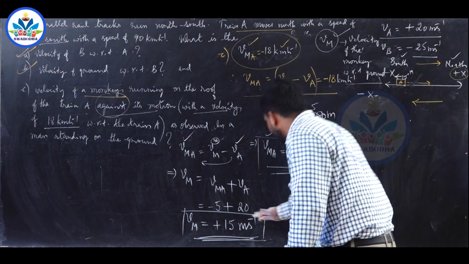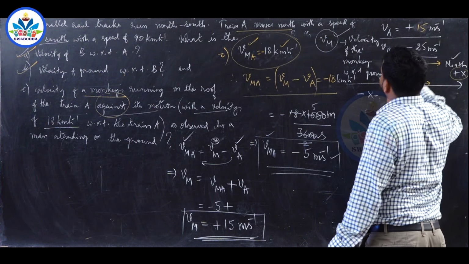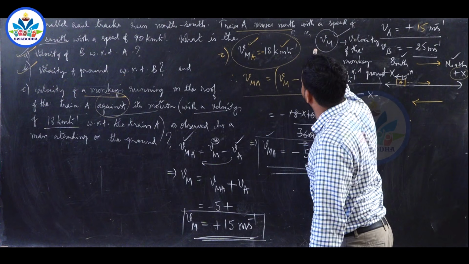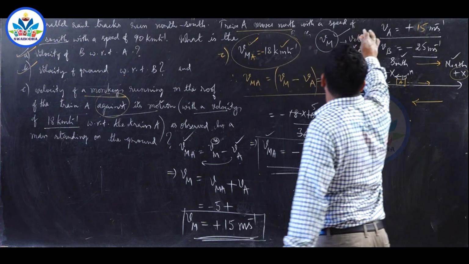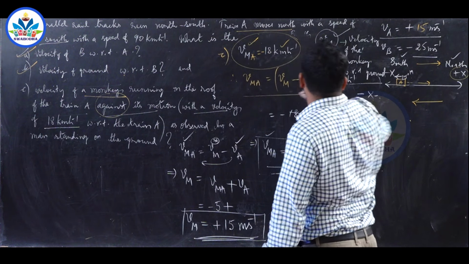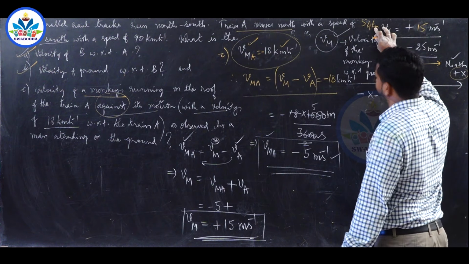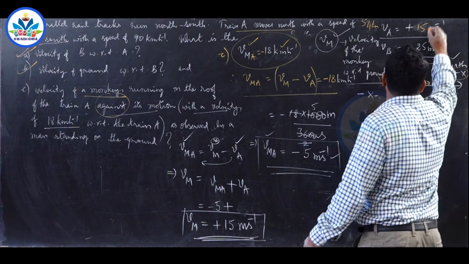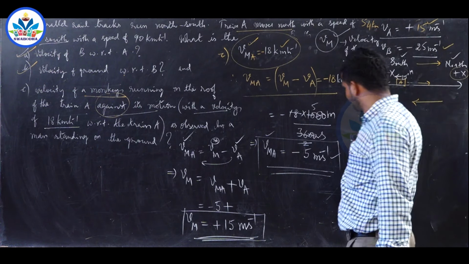So this is actually not 20, this is actually 15. How much does it move with? 54, right? 54 kilometer per hour means this is 15 meter per second, and this is 25, correct? This is 15, okay, I made a mistake.